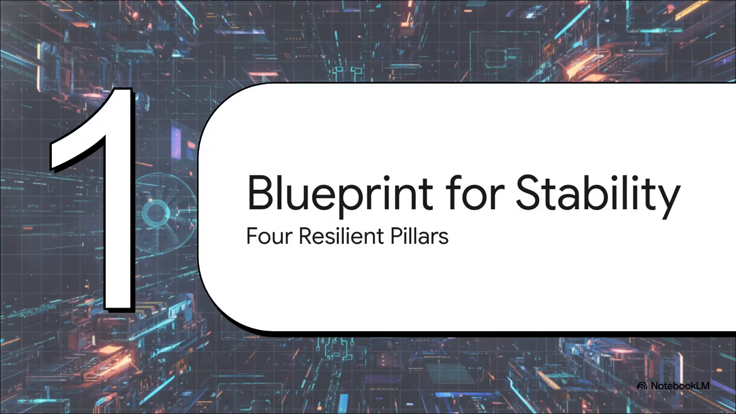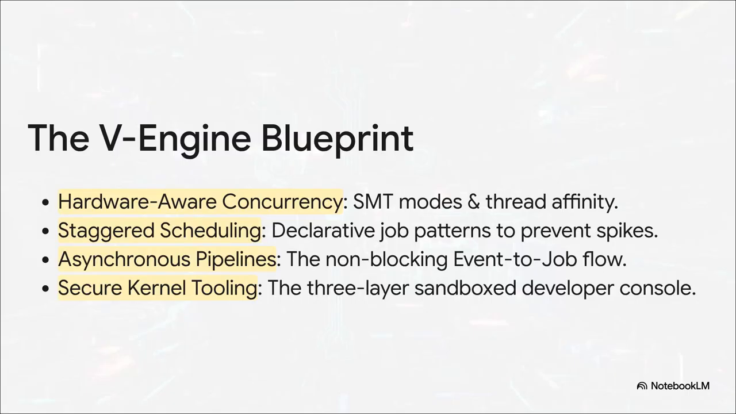All right, let's pull all of this together. When you look at these different pieces, you can see they're not just a random collection of features. They form 4 distinct pillars, the V-Engine's entire blueprint for stability. First, there's hardware-aware concurrency, which respects the CPU's actual design. Second, staggered scheduling, which acts as a conductor to prevent those jarring CPU spikes. Third, asynchronous pipelines, allowing all the systems to communicate without ever waiting. And finally, secure kernel tooling, which protects the engine even during the chaos of development. Each pillar builds directly on the last.